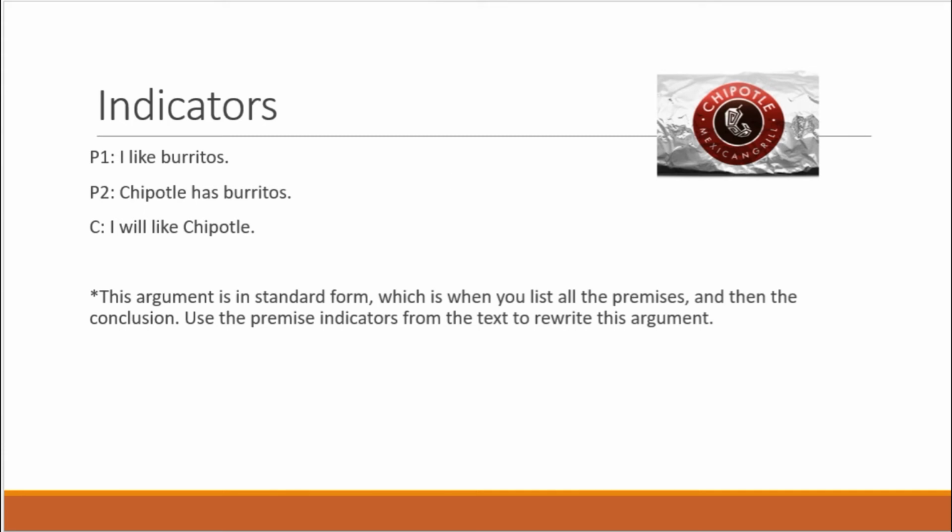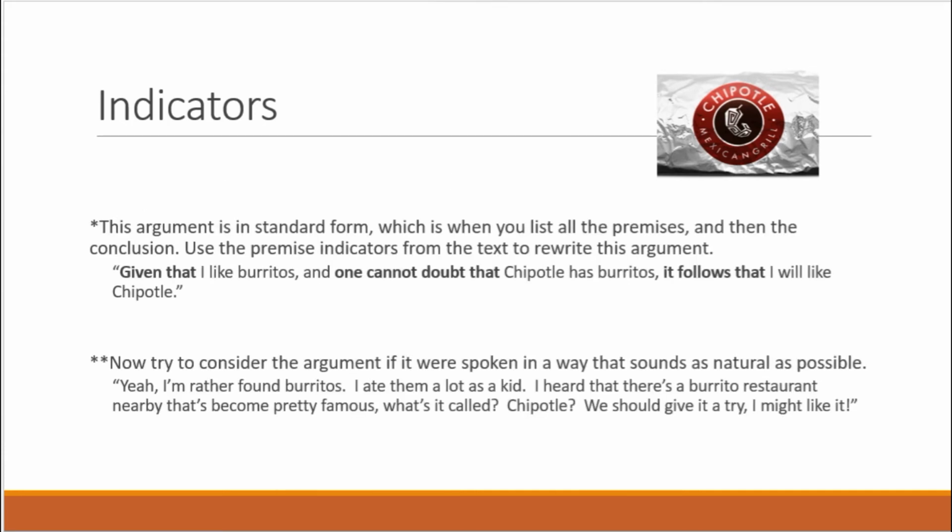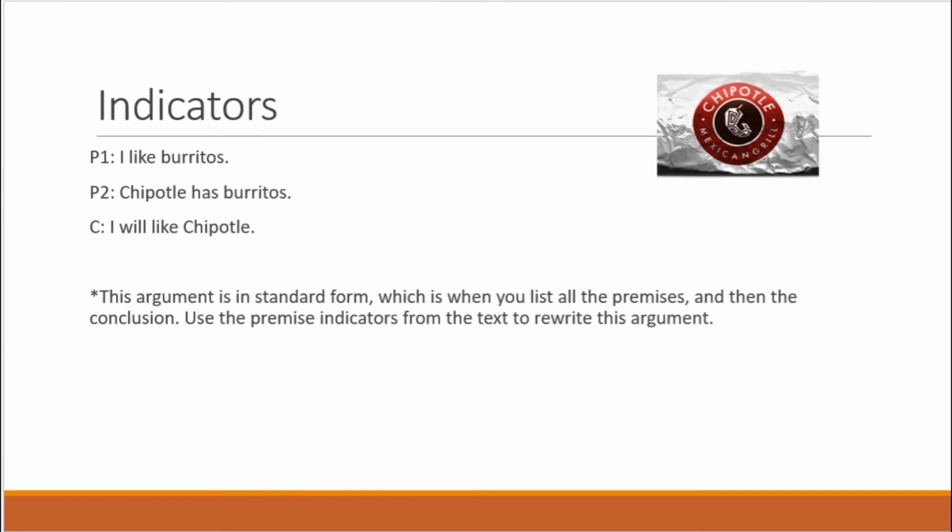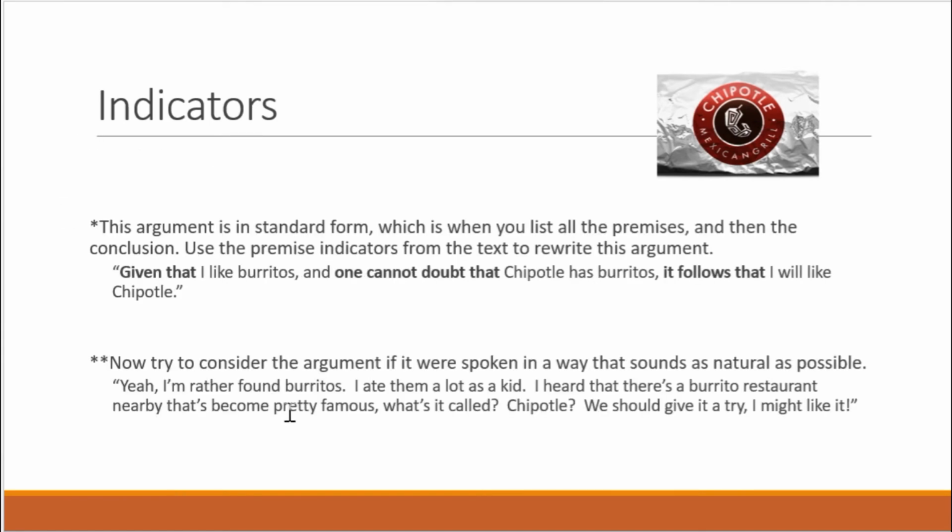All right. Let's see what I came up with. So I used these indicators, and this is what I got. Given that I like burritos, and one cannot doubt that Chipotle has burritos, it follows that I will like Chipotle. This is better, right? That's a little bit more natural than this, but that's still kind of weird, right?